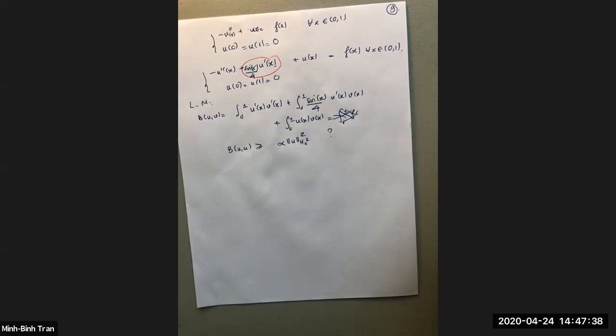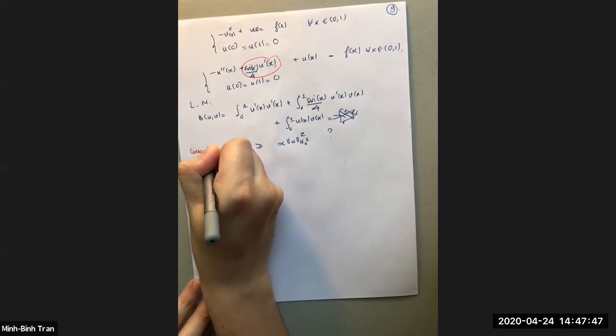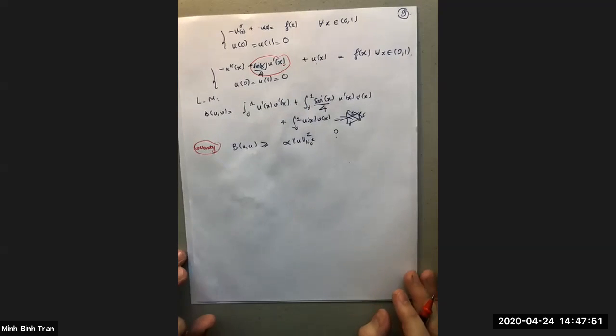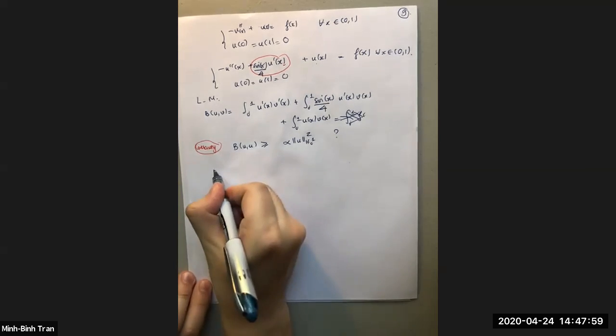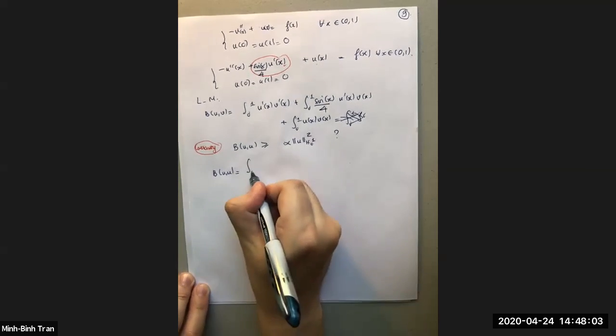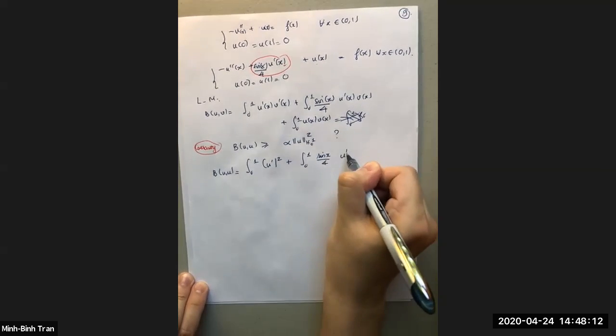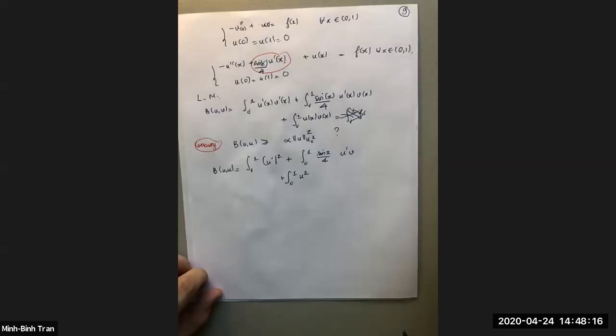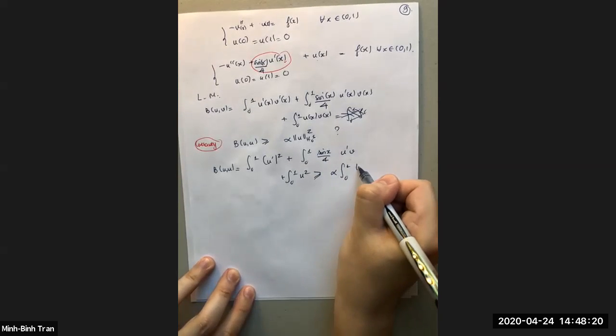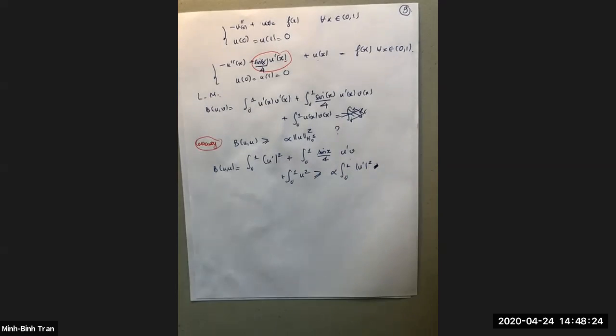So, all right, the first thing that I want to check is coercivity, right? There are two things to check in the business of Lax-Milgram. The first thing that I always mention is coercivity. Do we have coercivity for this case? Right, so to be clearer, let me write down the form B(u,u). So B(u,u) will be the integral from 0 to 1 of u prime square, plus the integral from 0 to 1 of sin x over 4 times u prime times u, plus the integral from 0 to 1 of u square. So do you have something like this?